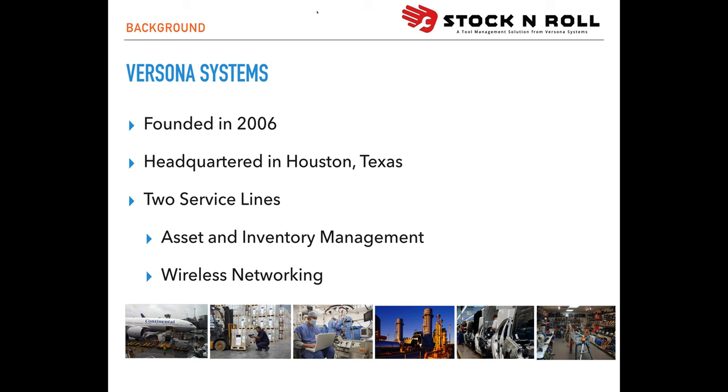Versana Systems has been in business for 11 years, and although our headquarters are in Houston, Texas, we have an office in Atlanta, Georgia, and in addition, we have employees in Louisville, Kentucky, and Detroit, Michigan. Our mission is to provide our customers with turnkey solutions to efficiently and effectively manage their assets and inventory. Stock and Roll, our tool and equipment management solution, is just one solution towards fulfilling that mission. In addition, Versana Systems offers asset and inventory management solutions for warehouses, laydown yards, work in process, and field services, just to name a few.